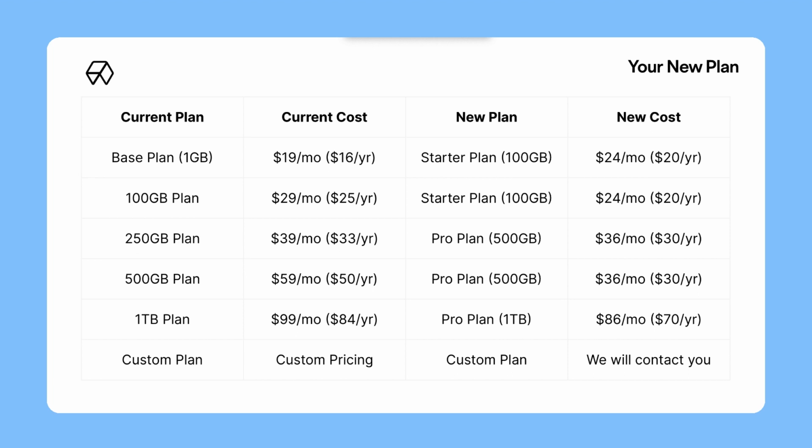If you're currently on the 100 gigabyte plan, you're going to go from $29 a month to $24 a month. If you're on the 250 gigabyte plan, you're going to go from $39 a month to $36 per month, and you're going to go from 250 gigs to 500 gigs of storage. If you're on the 500 gigabyte plan, you'll go from $59 all the way down to $36 per month and still have 500 gigabytes. 1 terabyte will go from $99 down to $86 per month and stay at 1 terabyte. If you have a custom plan, we'll be reaching out to you to set you up with these new plans as well.